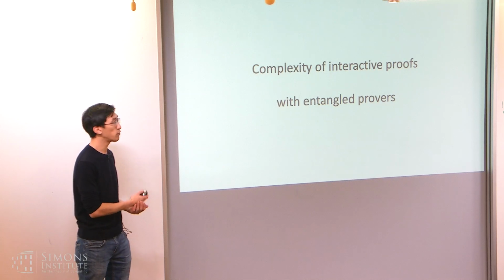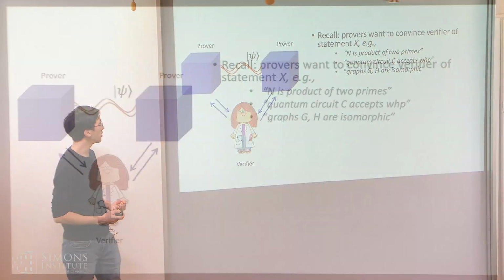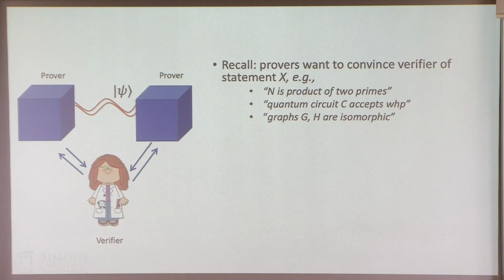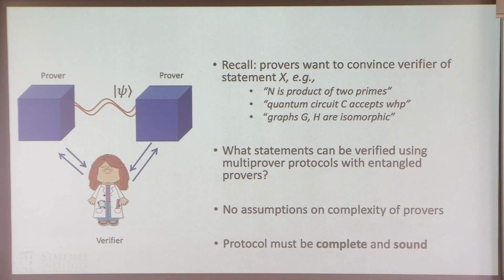Now I'll turn to the complexity of interactive proofs with entangled provers. So we're back in this interactive proof setting. Recall that the provers want to convince the verifier of some statement x: N is the product of two primes, some circuit accepts with high probability, or maybe two graphs are isomorphic. So what sorts of statements can be verified using a multiprover protocol with entangled provers? Here we make no assumption on the complexity of the provers. They're allowed to be as powerful as they want. They can solve even unsolvable problems. We grant them that. The constraint is that they must obey quantum mechanics and they cannot communicate with each other. And we want a protocol that's complete and sound, as usual.